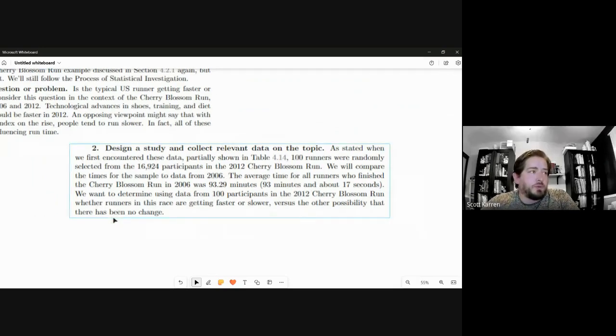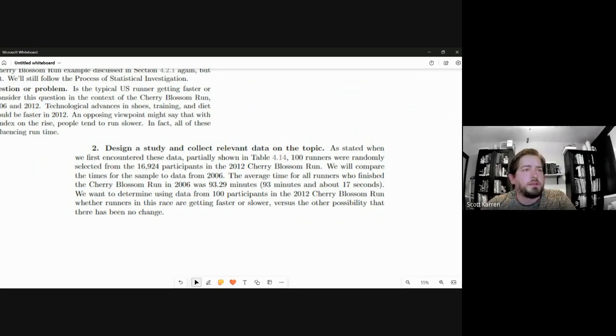As stated, when we first encountered this data, partially shown in table 4.14, which is not here, it's previous. Why is this thing binging at me? I don't know what's happening, but I might have to find that table.